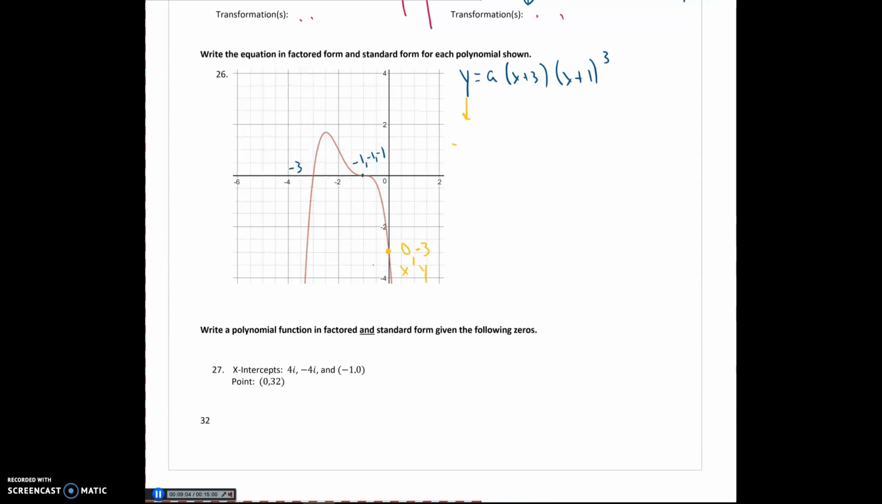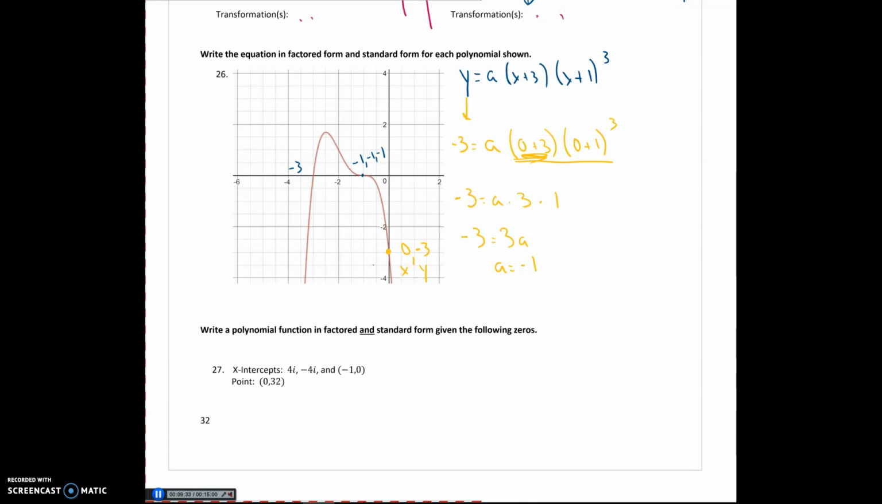So in for y will go -3. I need to figure out my a, and in for x will go 0. So 0 plus 3 and 0 plus 1 cubed. Then I'm just going to do the math here. 0 plus 3 is 3, 0 plus 1 is 1, and that 1 cubed is still 1. So when I'm done, I'm going to get a to be -1. And that negative says that whatever my shape is should be upside down.